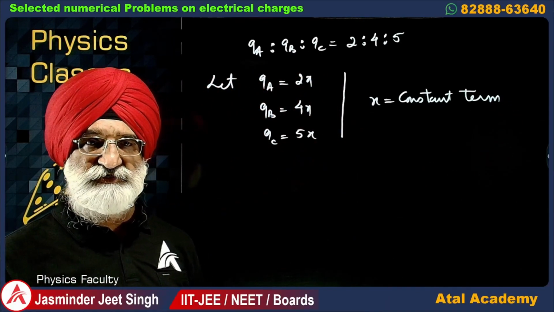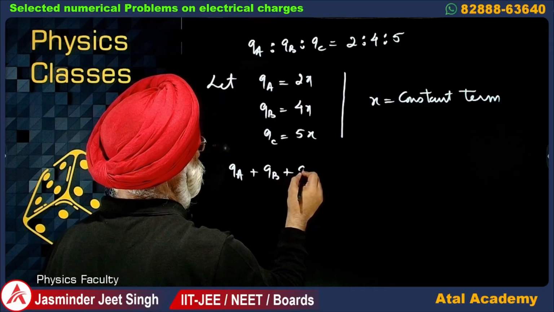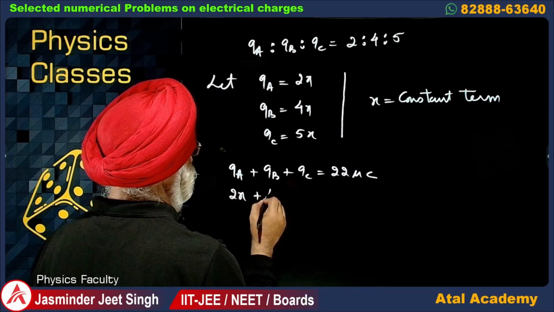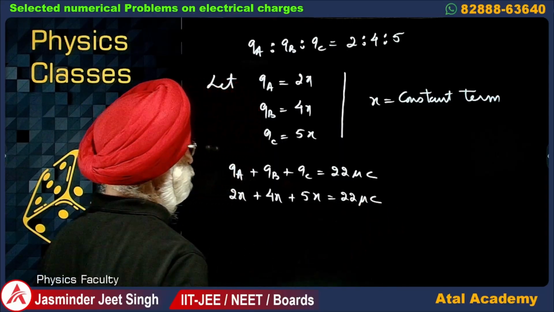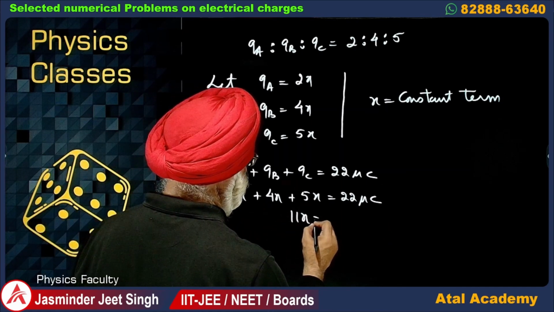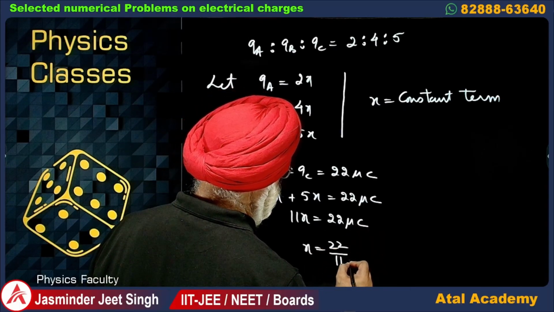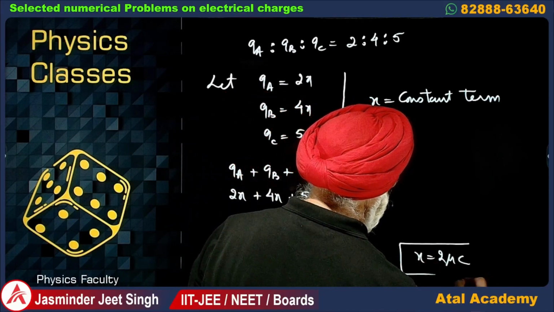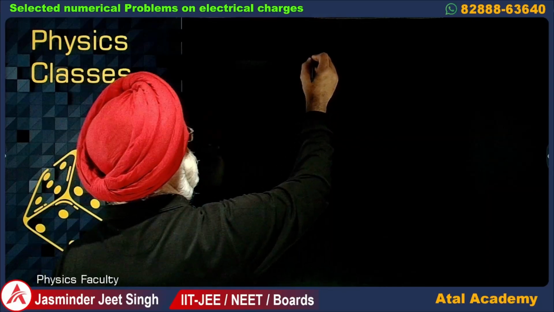Since the total of all 3 charges is 22 microcoulomb, QA plus QB plus QC is 22 microcoulomb. QA is 2x, QB is 4x, QC is 5x, so the sum is 22 microcoulomb. Now 5 plus 4 is 9, plus 2 is 11, so 11x will be 22 microcoulomb. X will become 22 upon 11 microcoulomb. X will be 2 microcoulomb.